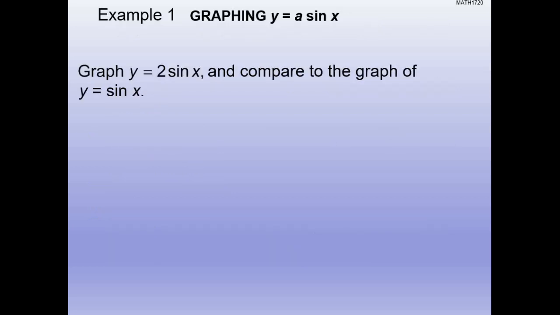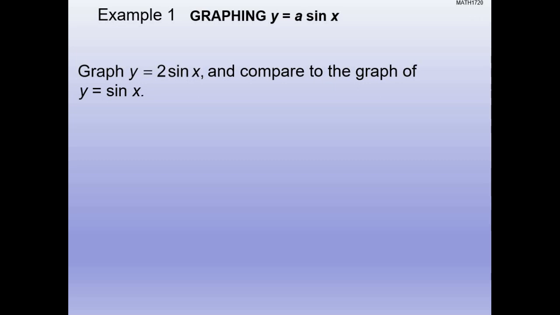All right, let's do some examples, because I just told you that sine had a range of negative 1 to 1, and cosine had a range of negative 1 to 1. What we're going to do is change the range of sine and change the range of cosine. So our first example: we want to graph y equals a sine of x, where a is going to represent any number we want. In this example, we're going to have a equal to 2.